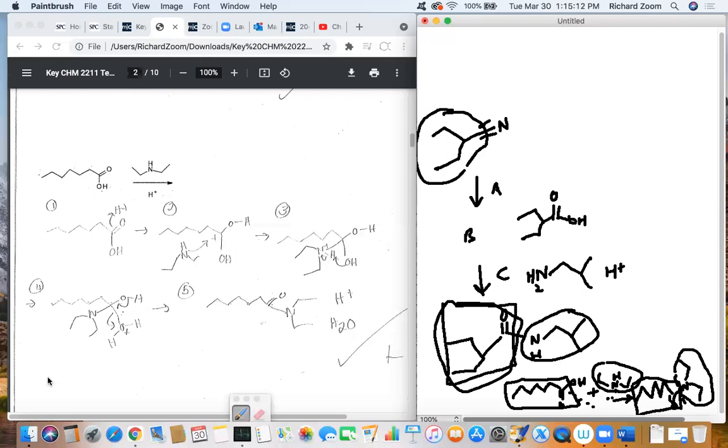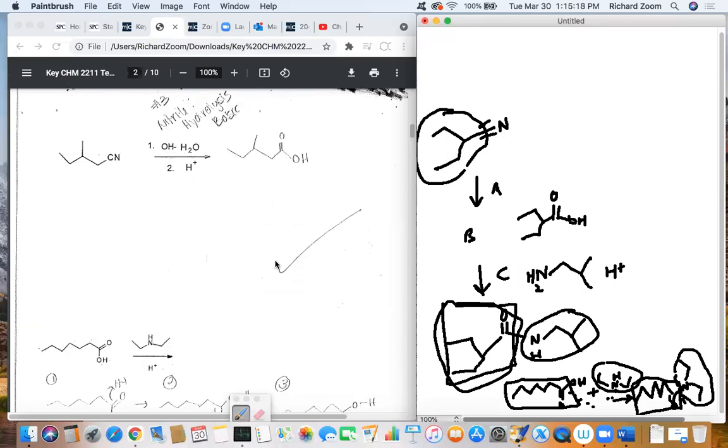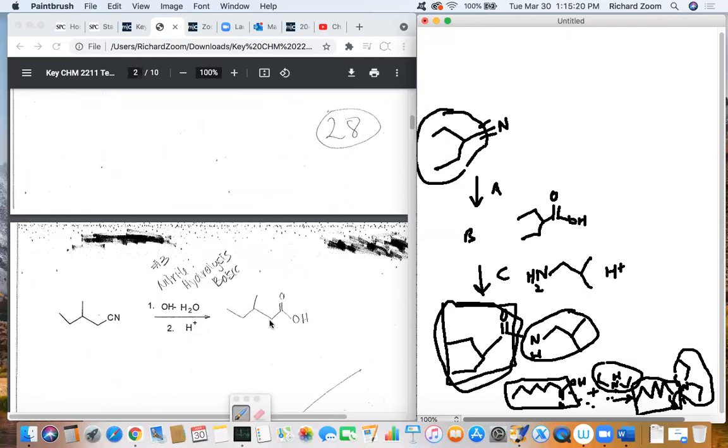All right, let's go back and find A here. So we're looking for a nitrile going to a carboxylic acid. And there we go. Nitrile goes to carboxylic acid. So that would be the reaction there, and just copy it down. So OH minus, H2O, and H plus. Did you have to use the OH minus? No, not necessarily. How else might you do it?